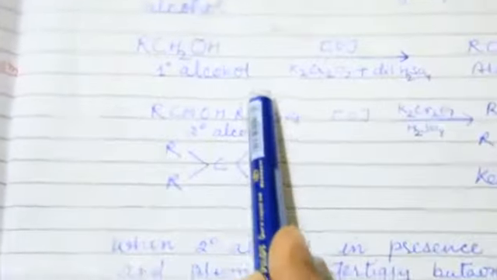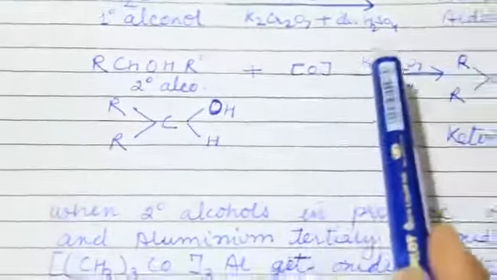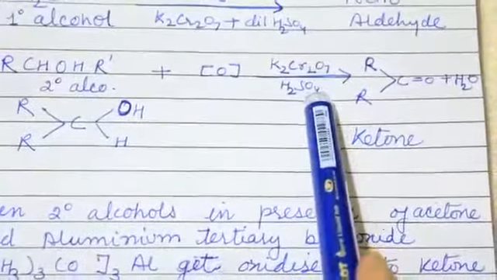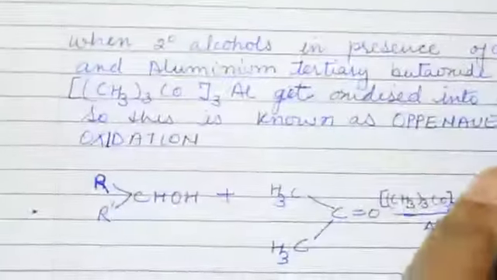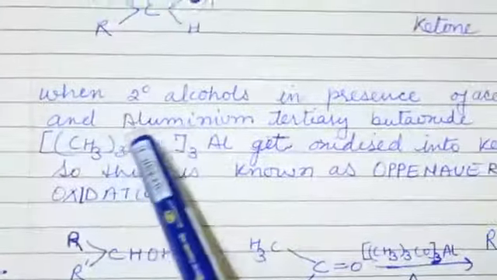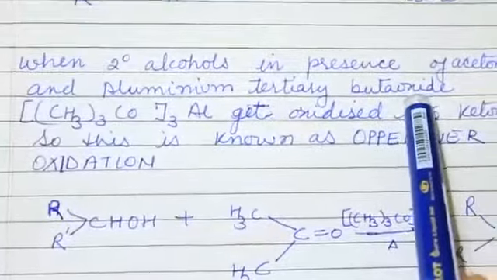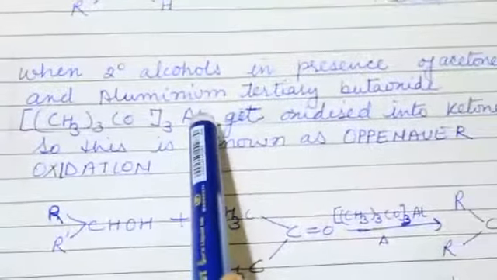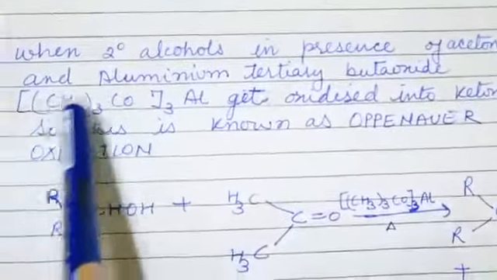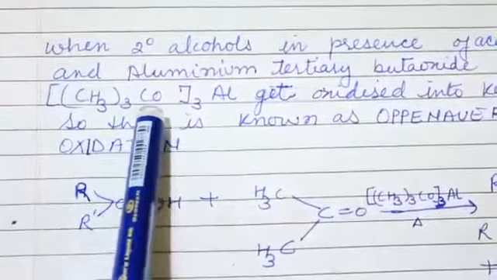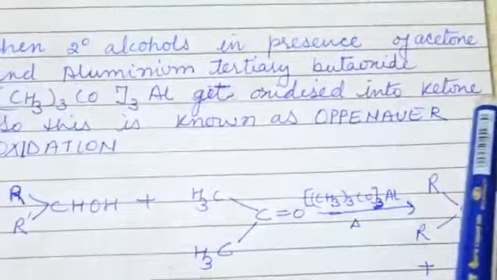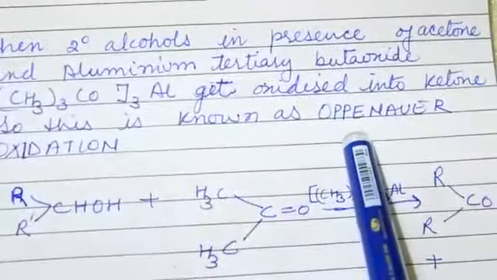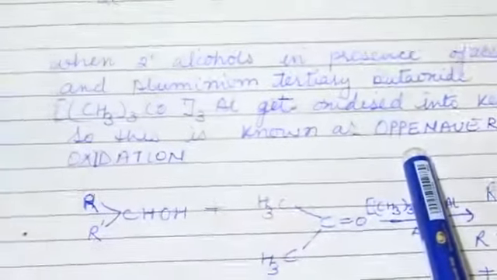Secondary alcohol, when it reacts with oxygen in the presence of the same catalyst, forms ketone with one molecule of water. When secondary alcohol is treated with acetone and aluminum tertiary butoxide, that is, because of 4C, this 3 and this 1, 4C is butoxide, then it gets oxidized into ketone. This reaction is known as Oppenauer oxidation.